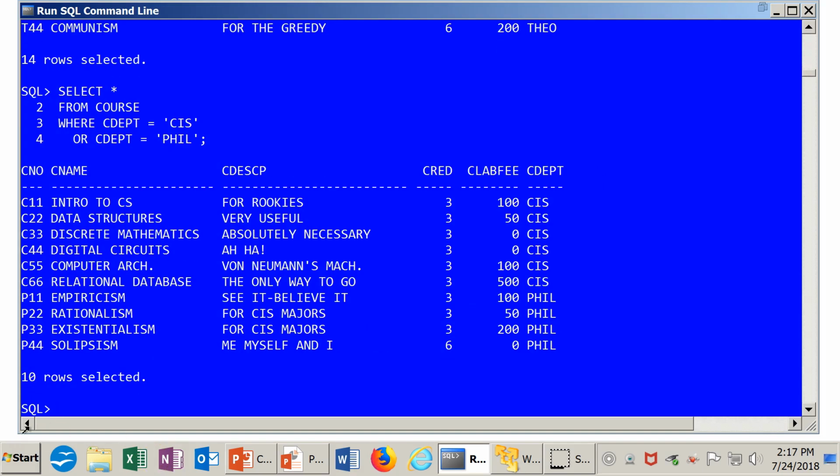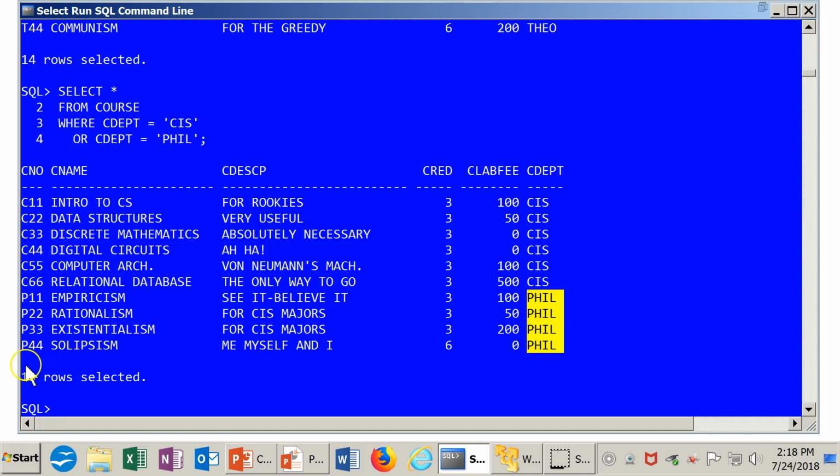So notice, by putting the 2 conditions, we get 10 rows. These 6 rows satisfied the first condition of the department being equal to CIS. The final 4 rows satisfied the condition of the department being equal to philosophy. Clearly, there was no case where one row satisfied both conditions. As we said, that's an impossibility.